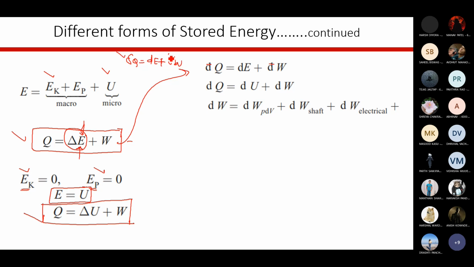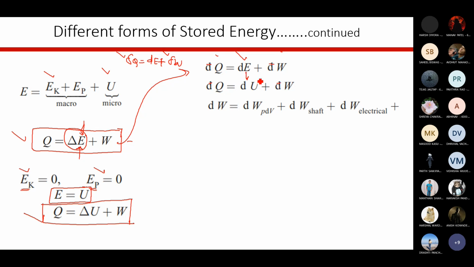This is an inexact differential, that's why d with a cross, and this is an exact differential. Energy is a property of the system, so it is an exact differential. Q and W are not properties of the system, they are path functions, we know this. So they are inexact differentials. Use that terminology as it is. So you will write it like this, right?